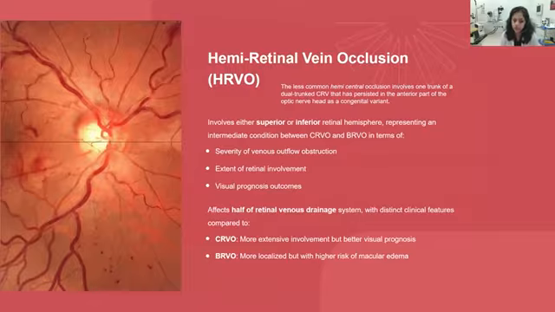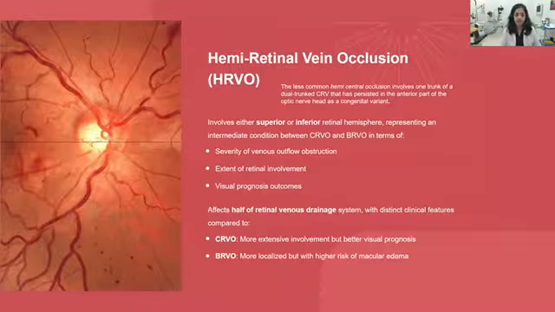The severity of venous outflow obstruction, extent of retinal involvement, and visual prognosis are in between CRVO and BRVO. So it affects half of the retinal venous drainage system. Compared with CRVO, it's more localized but has a better visual prognosis, and compared with BRVO, it's more extensive but with a lower risk of macular edema.